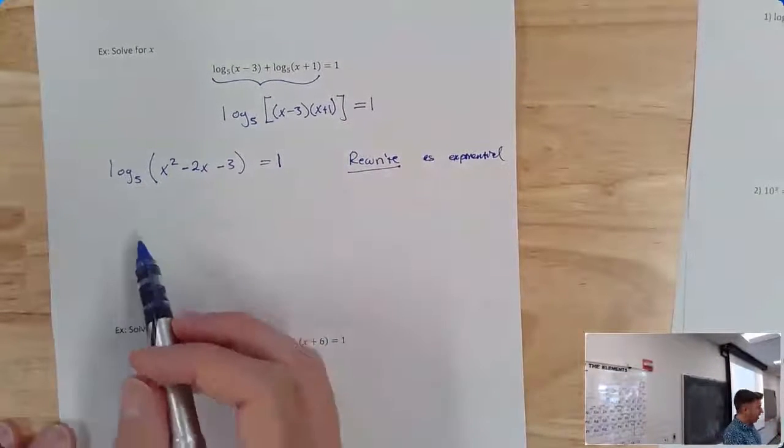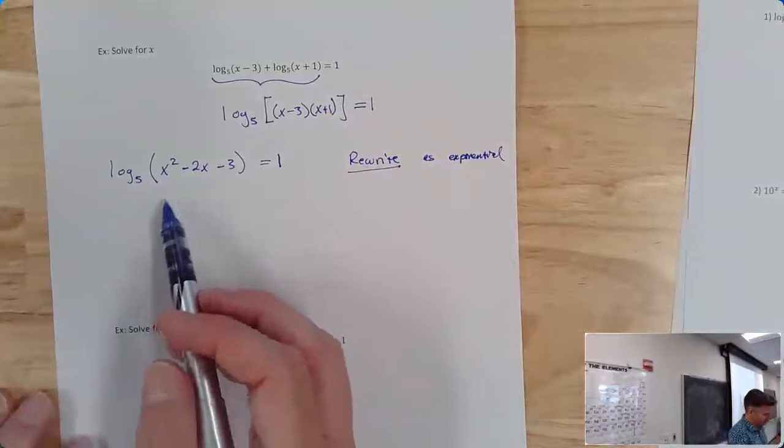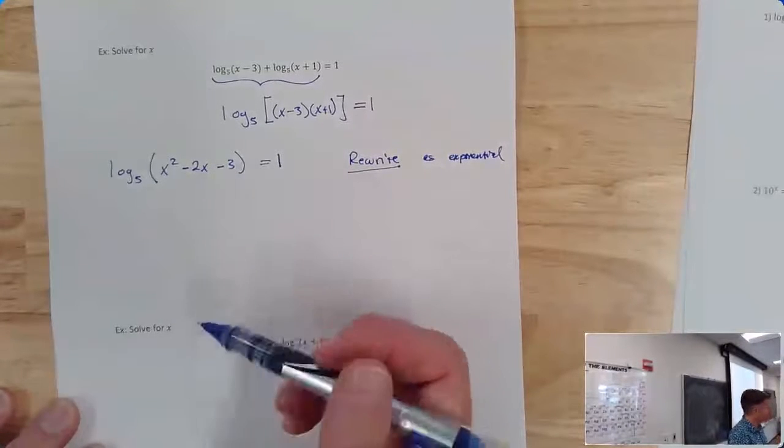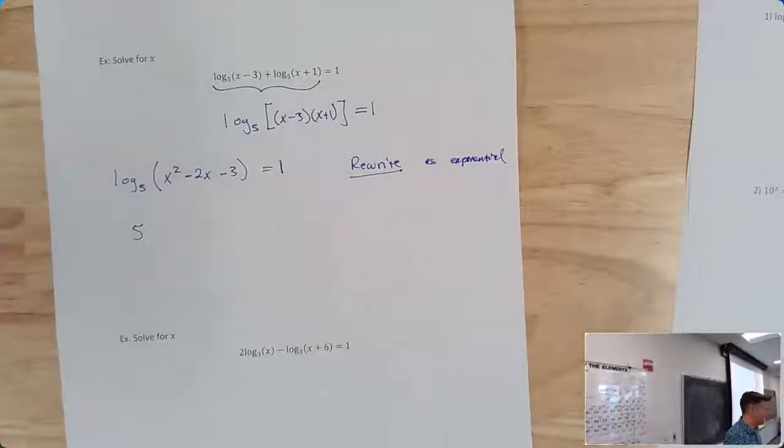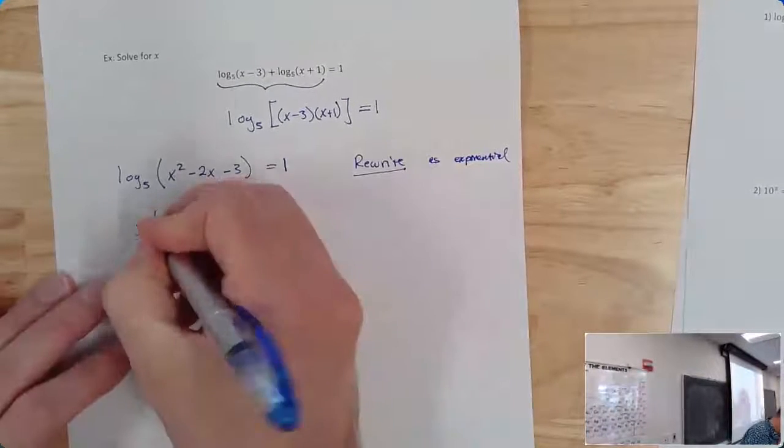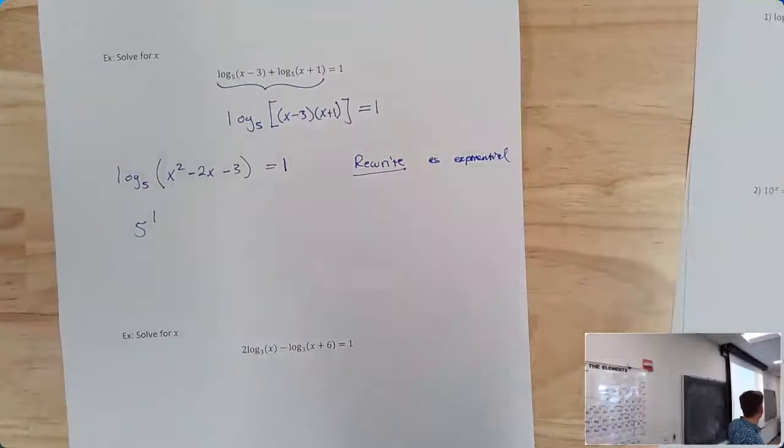Okay, so if I have log base 5 of x squared minus 2x minus 3 equal to 1, what's my base? What's the exponent? 1, and it's equal to the thing we haven't used yet, which is x squared minus 2x minus 3.